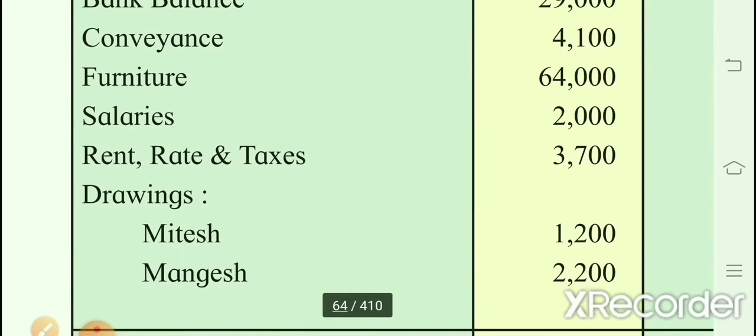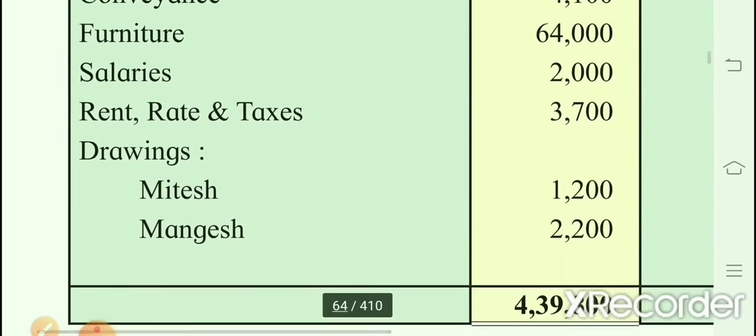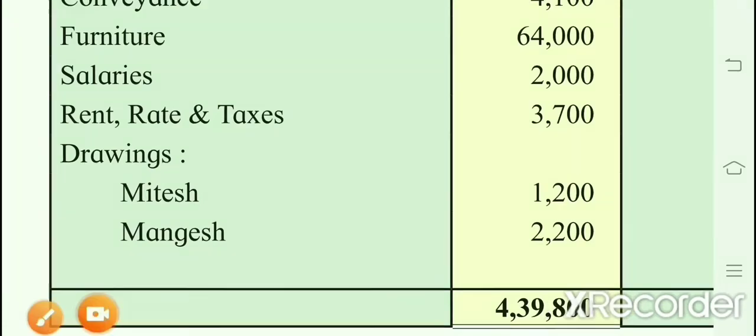Drawings. Mitesh and Mangesh. See, the drawings of partners are given to us in the form of cash. Always we used to deduct the drawings from the capitals of partners. As this problem is based on fixed capital method, we will prepare one separate format for partners current account. Partners current account, this separate format we will prepare. Remember that if the problem is based on fluctuating capital method, we used to deduct the drawings from the capital of partners. Now we will deduct the drawings from current balance of partners.